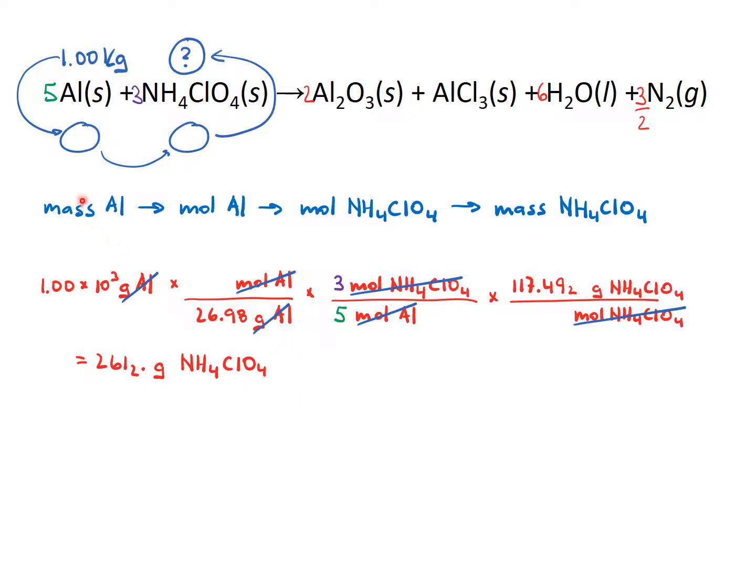Finally, it's important to remember that our final answer should have 3 significant figures because this is the smallest number of significant figures in our data. And rounding, therefore, gives us 2.61 kilograms of ammonium perchlorate. Lastly, we want to check our work to make sure that our answer is reasonable. And you'll notice that the value is in the kilogram range, which is reasonable because we started with a kilogram of aluminum.